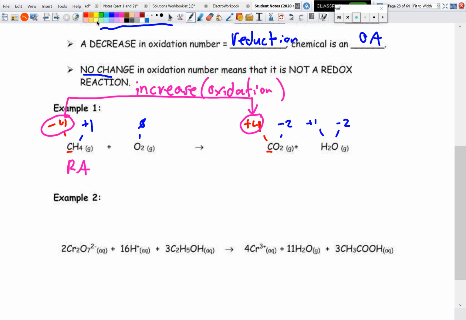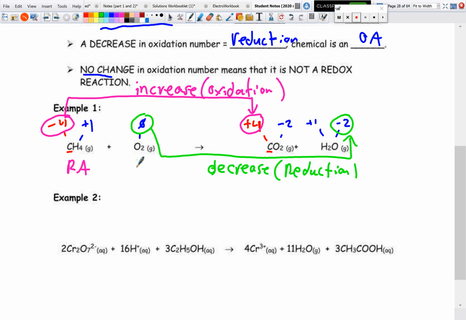Now the other one that is changing, we can tell oxygen is going from a 0 to, we can use any one here, it doesn't matter whether it's this oxygen or this one right here, because they're the exact same oxidation number. We can see a decrease in oxidation number or a reduction.